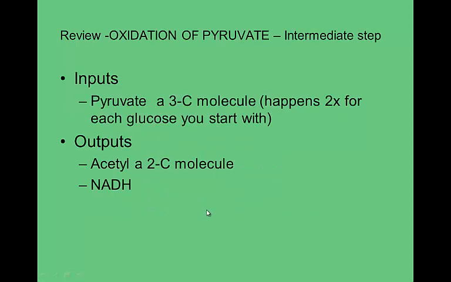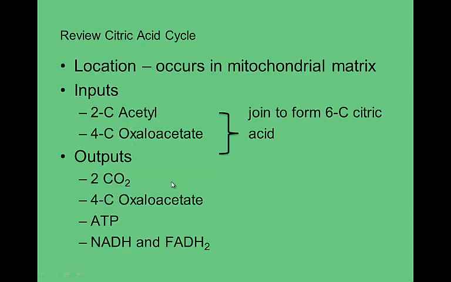Okay, the next step is oxidation of pyruvate. Pyruvate was a 3-carbon molecule. When we oxidize it, we end up producing a 2-carbon molecule. That 2-carbon molecule, the acetyl, joins with the coenzyme A and will go on to the citric acid cycle. This oxidation yields 1 reduced NAD.